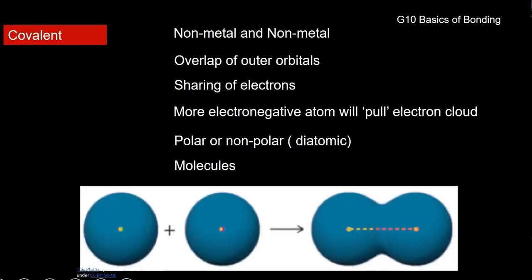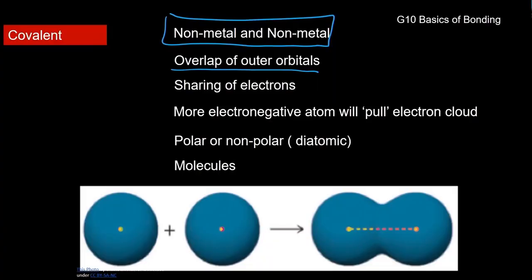So what about covalent bonding? Well, covalent bonding is about a non-metal and a non-metal. And we see that there is a slightly different interaction here. In fact, it's very different because there's no taking and accepting of electrons. There is an overlapping of orbitals so that those electrons can be shared. There's an overlapping of the outer orbitals, those are the valence electrons, the valence orbitals. There is a sharing of electrons.